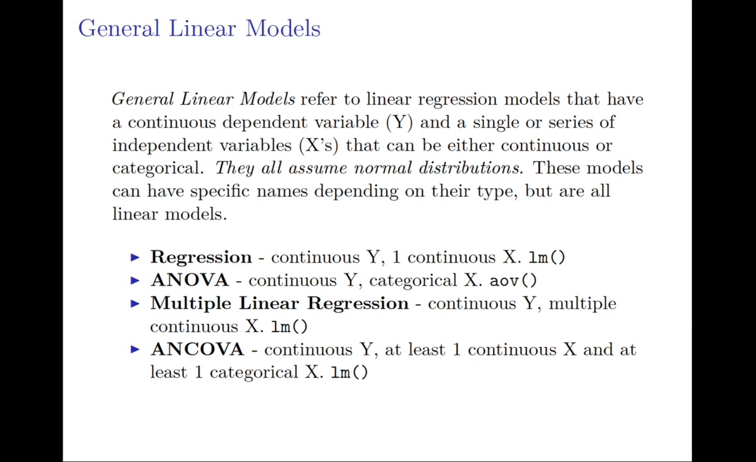But to talk about the types of linear models we're going to talk about today, there's regressions, and those have a continuous y and one continuous x, and you can use the function lm for that. There's ANOVAs, or analysis of variance, and that's a continuous y and a categorical x, and you can use either aov or lm here. There are multiple linear regressions that have a continuous y but multiple continuous x's, and an analysis of covariance, or an ANCOVA, that has one continuous y and at least one continuous x and at least one categorical x, so all of the things.